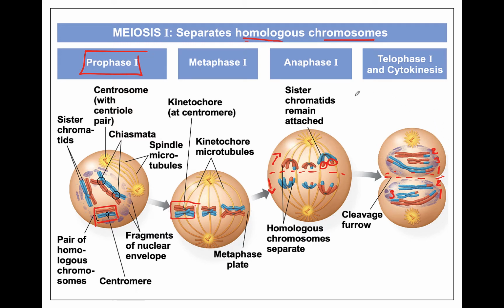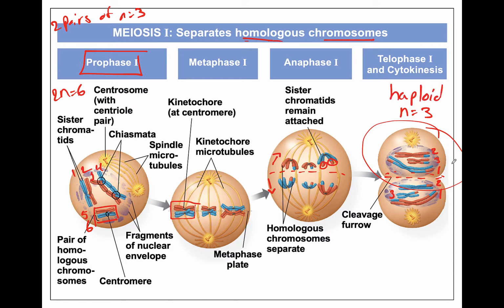These cells are haploid at this point. So the cell in Prophase 1 had 1, 2, 3, 4, 5, 6 chromosomes. So this has 2 pairs of n equals 3 chromosomes. So this is 2n equals 6. Each of these cells is going to only have 1 pair of chromosomes. So this has got 1, 2, 3 chromosomes, which is n equals 3. So by the end of Meiosis 1, those cells are haploid. However, the DNA is still duplicated. So now we're going to need to divide again to break apart the duplicated DNA.